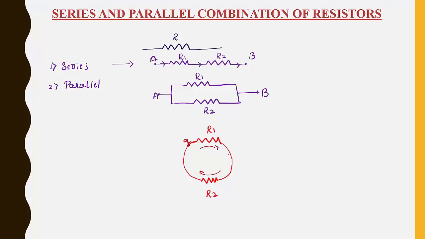Is it clear? Suppose I consider point A, and here point B. My question is how R1 and R2 are connected. So your answer is the charge Q goes from A to B through the first path, through R1. The charge is passing through R1 to reach the point B. It is done. Similarly, the same charge can pass through the second path, through the R2 resistor. It is also done. Either it can move through R1 or it can move through R2.